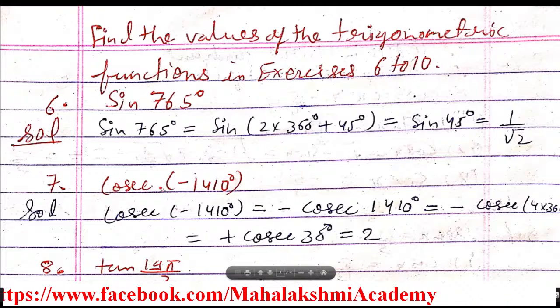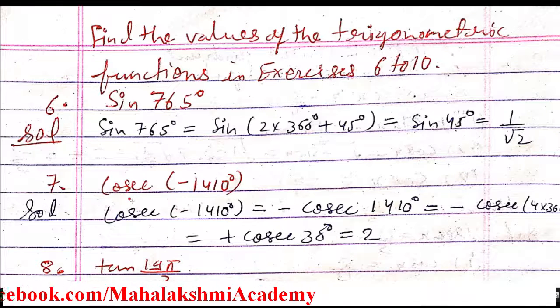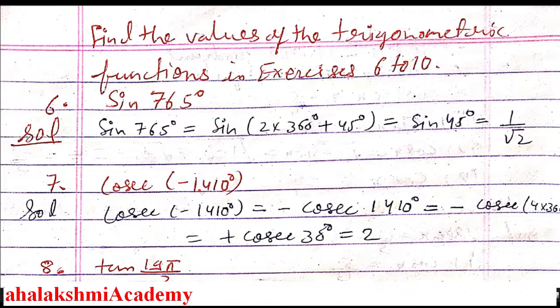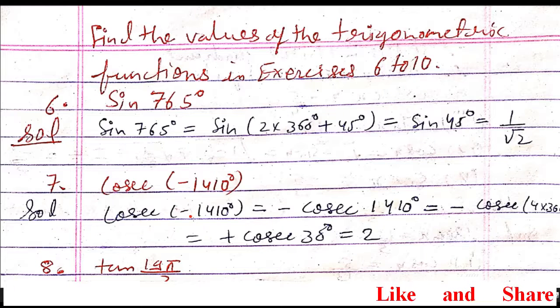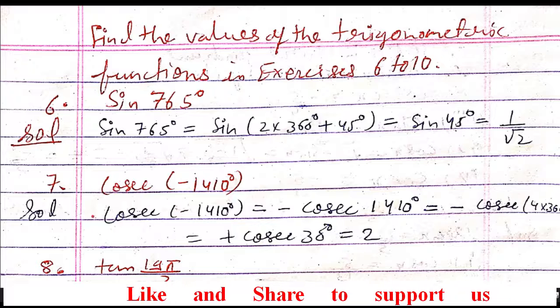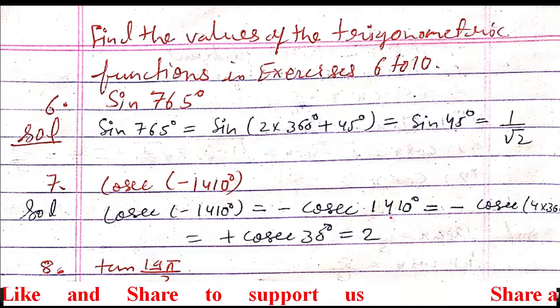Now the next is question number 7. Cosec minus 1410 degree we have to find out. So students, you know that cosec minus theta is minus cosec theta. That's why this minus sign will come in front. Now we have to solve this.